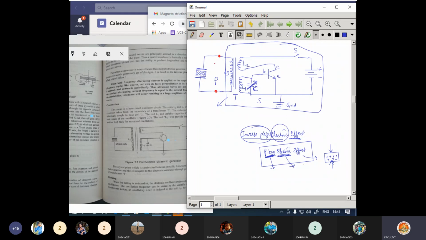Now here the reverse process you are going to experience. As you are applying the electric fields which are varying, as the frequency is varying, the crystal is going to vibrate. It is going to enlarge or compress. So it is going to vibrate here. We will consider it as the vibrations. So it will experience the vibrations.